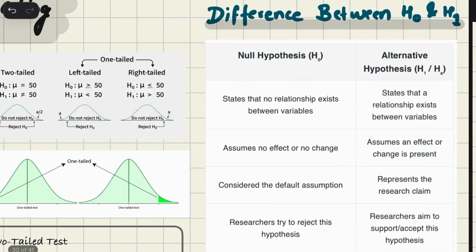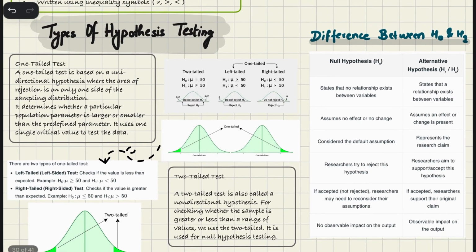Let's quickly understand the difference between the null and alternative hypothesis. The null states that no relationship exists between the variables, and the alternative opposes this, stating that there is a relationship. The null assumes that there has been no effect, no change, but in the alternative we assume that there is an effect. The null is considered the default assumption. So whatever our problem statement is becomes the null hypothesis, and whatever we want as a research claim, where we need some evidence, becomes the alternative hypothesis. The researchers try to reject the null hypothesis and try to support the alternative hypothesis.